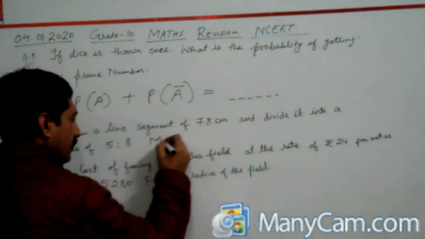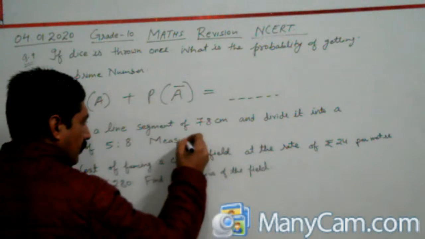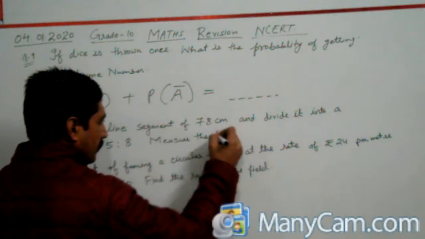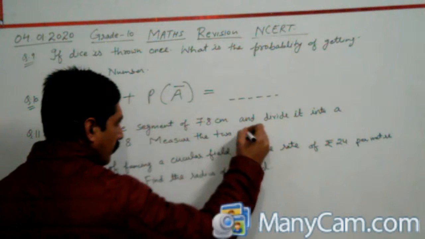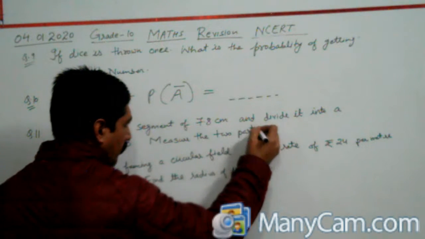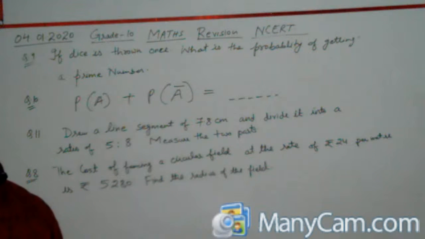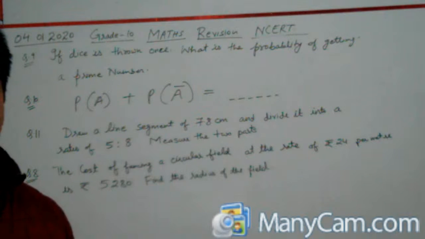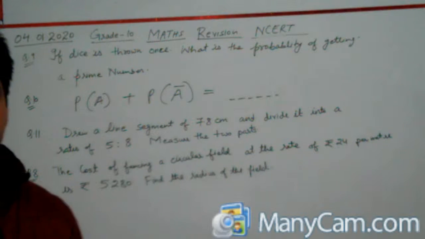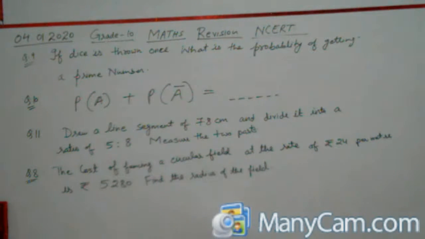Measure the two parts. Right? This question is of 2 marks. Okay, you have to locate the point and then you have to measure the parts. One is 5 units, another is 8. Not units, the ratio is 5:8. Okay, so next one. So let's discuss first the last question here.